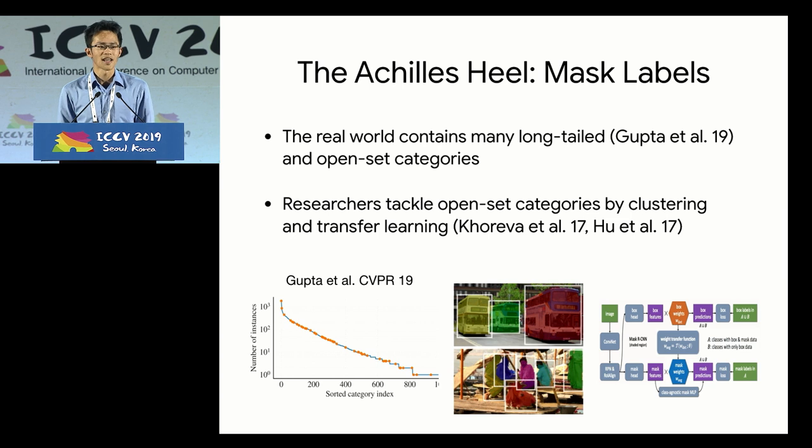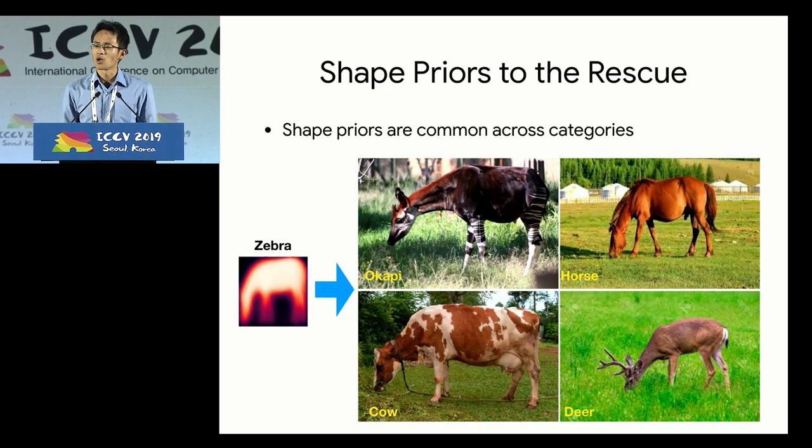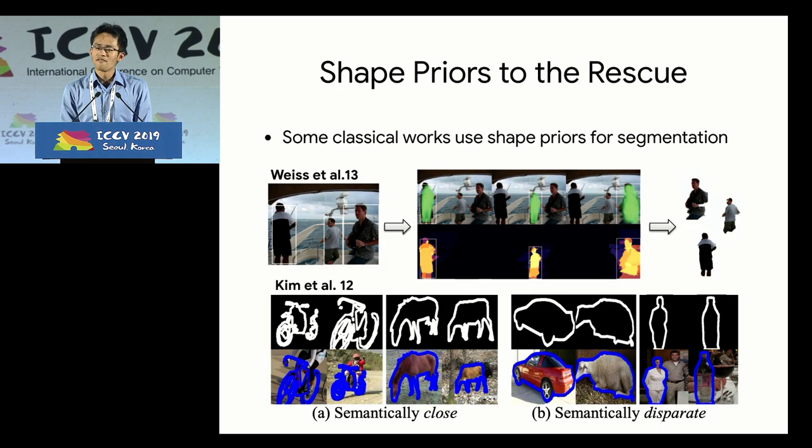Researchers have tried clustering and transfer learning to address this problem, but we're still far from the fully supervised performance. How about the good old shape priors? Let's say you have seen the shape of a zebra. Shouldn't that help you segment other animals? In fact, some classical works have shown the effectiveness of shape priors for segmentation and generalization. So can we bring these to instance segmentation?